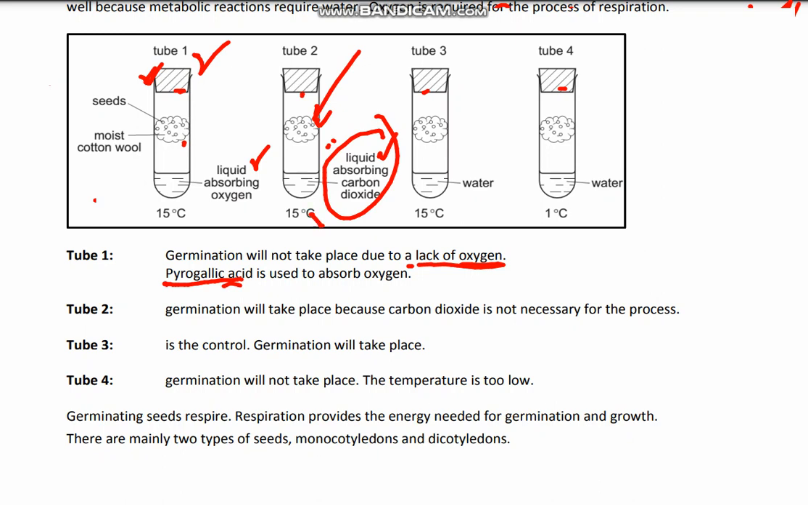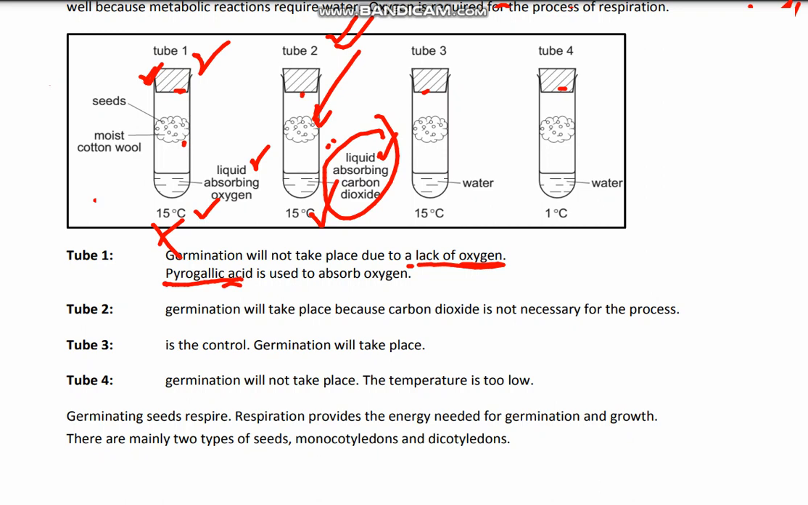Okay, we have suitable temperature, and oxygen is there, moisture is also there. So in this test tube, germination is going to take place. But in this one, no germination. Yes, we have suitable temperature, but there is no oxygen.